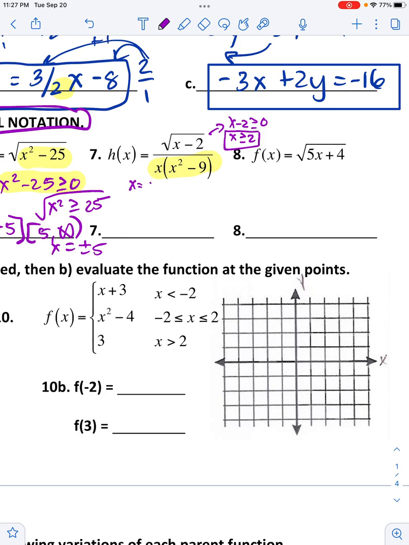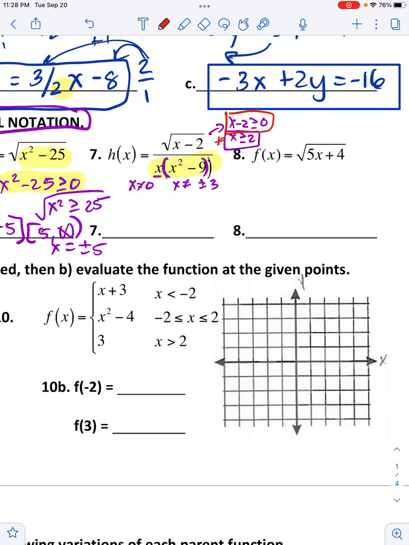The bottom has some restrictions too. X can't be 0 because that would make this part 0. And x can't be positive or negative 3 because that would make this part 0. So there's all kinds of things that you can and can't use. If I get confused, I usually use a number line representation. So this has to be true.